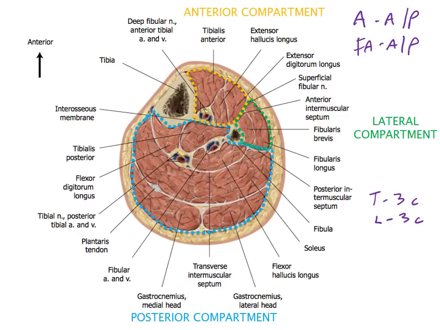The anterior compartment has 4 muscles. We typically will say it's a 3+ scenario because sometimes 1 is variable. The anterior compartment is innervated by the deep fibular nerve, and its blood supply is from the anterior tibial artery.